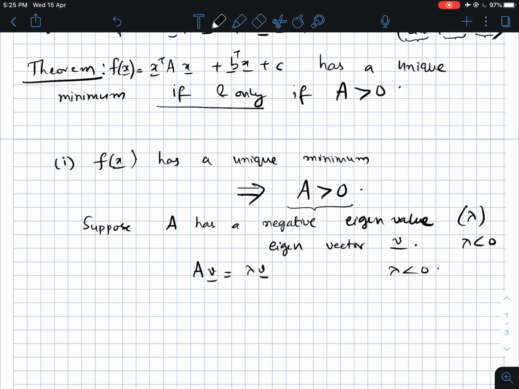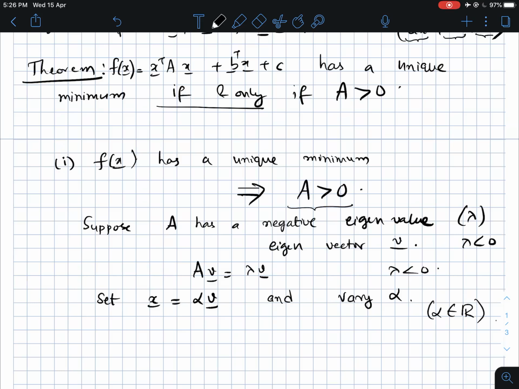Okay, so here is what I'm going to do. In this quadratic function over here, x transpose Ax plus b transpose x plus c, I'm going to set x to be a multiple of v. So I'm going to set x to be alpha v, and vary alpha. So alpha here is a real number. Okay, set x to be alpha v and vary alpha.